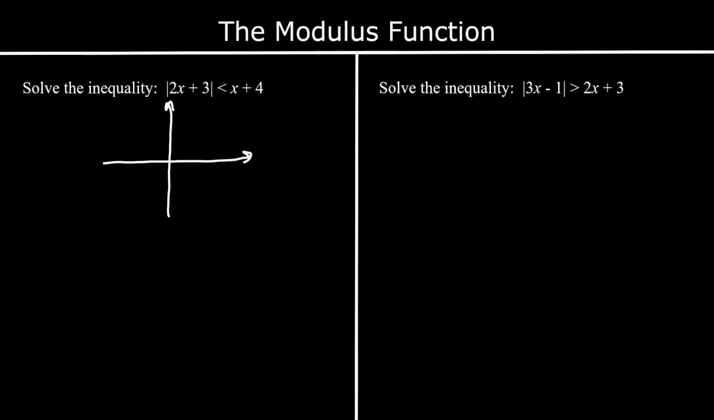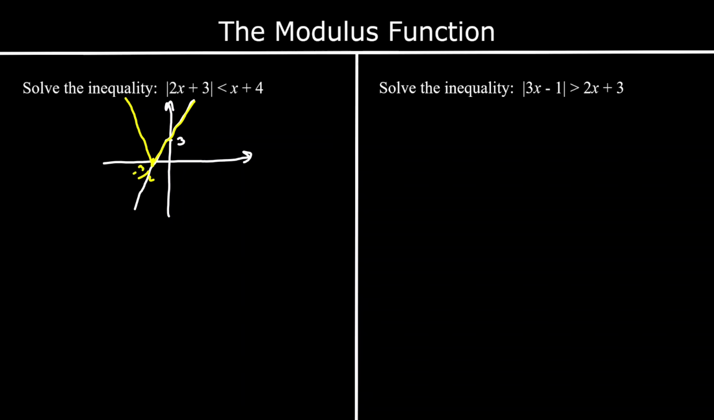So 2x plus 3, the original has got a y-intercept of 3 and a gradient of 2. So that's the original. The modulus is going to look like this. It's going to reflect back up. And this crosses x when y equals 0. It's going to be minus 3 over 2.